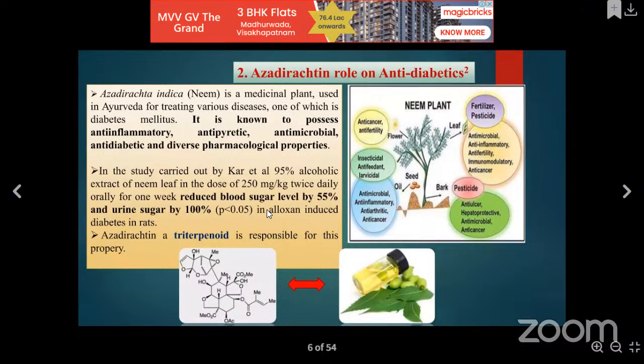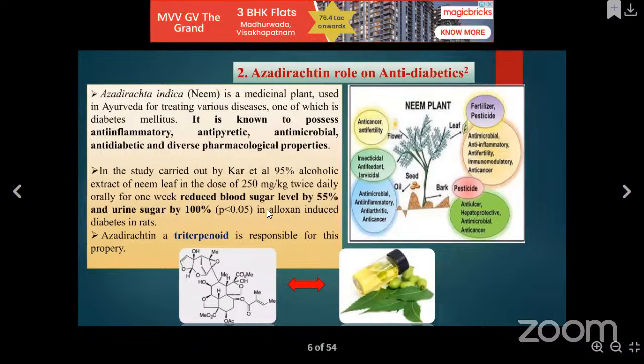So azadirachtin is a triterpenoid. I told you, secondary metabolites: terpenoids, flavonoids, phenolics. Earlier, curcumin is a polyphenol, and azadirachtin is a terpenoid.